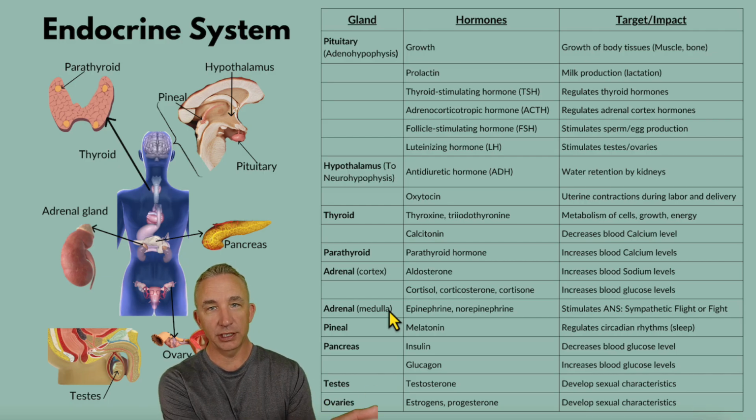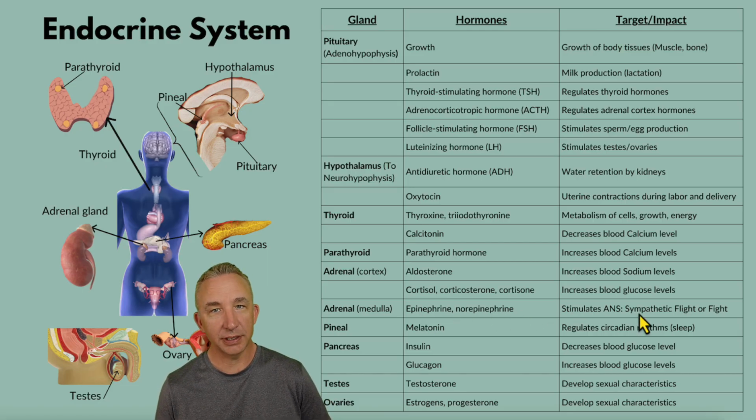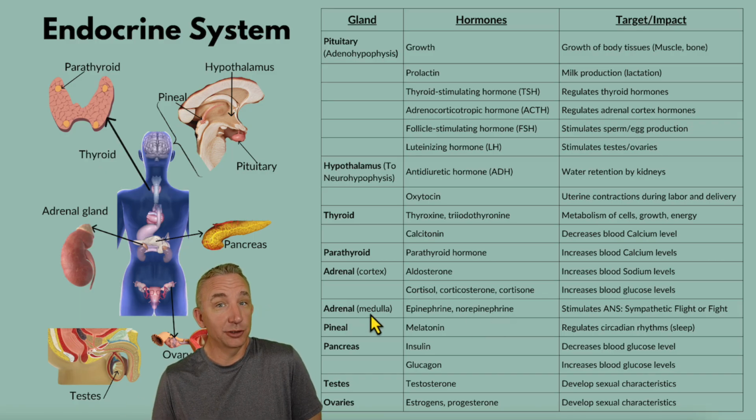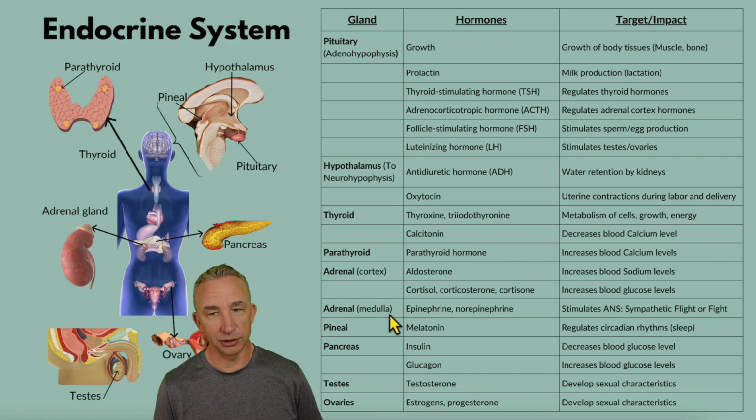So where you have a straight shot from the nervous system going straight to the adrenal medulla to contribute to our sympathetic nervous system, or fight or flight. So that's our epinephrine or norepinephrine. We often refer to that as adrenaline. And that's coming from the adrenal gland, but specifically at the medulla.